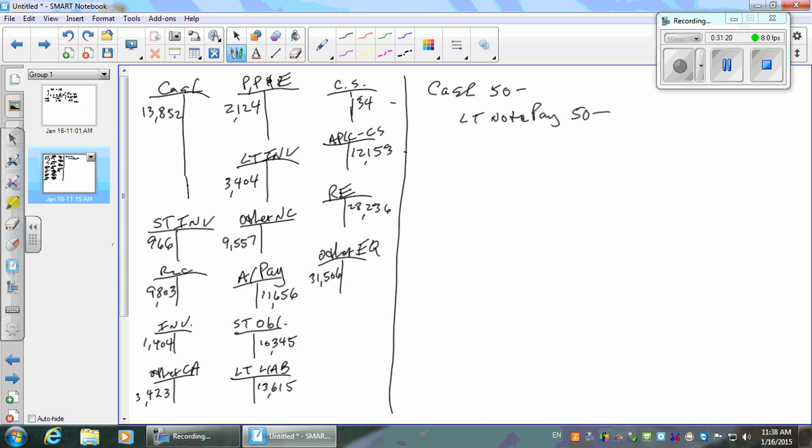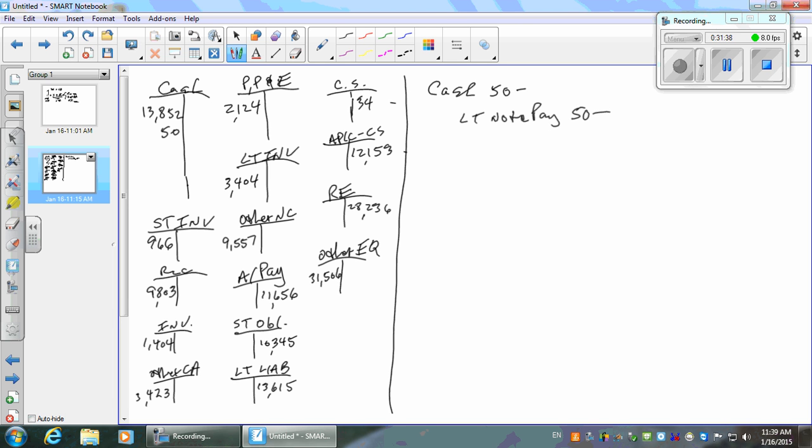Let's put the debit to cash in here. There's 50. We now have 50 more cash, so we put it down. So now I don't have 13,852,000,000 cash. I have 13,902,000,000. Everybody agree? That's it. We constantly keep track of where we're at.